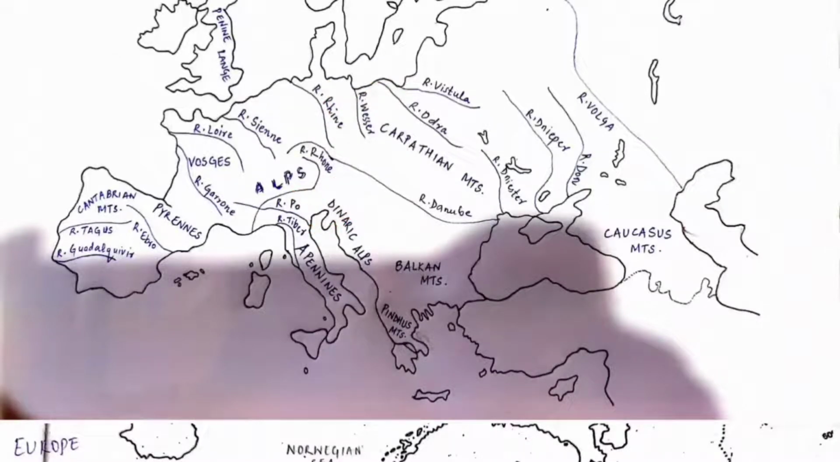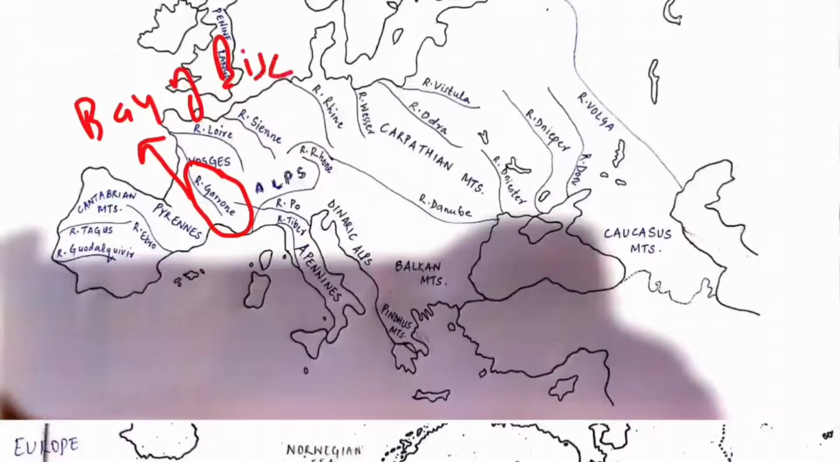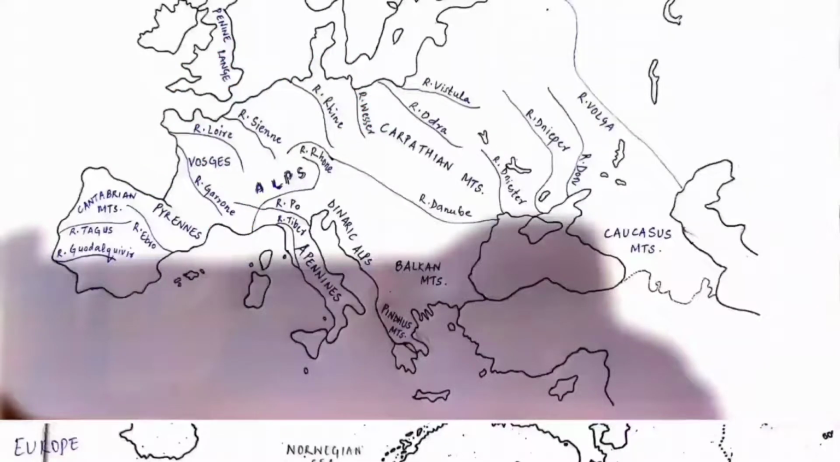Moving to our next river, that is the river Garonne. River Garonne, it flows through a city of Bordeaux. Simply it flows through France, and it drains in the Bay of Biscay. We have here the Bay of Biscay. We have already read about all the oceans, bays, gulfs around Europe. So this is Bay of Biscay, and river Garonne drains in this.